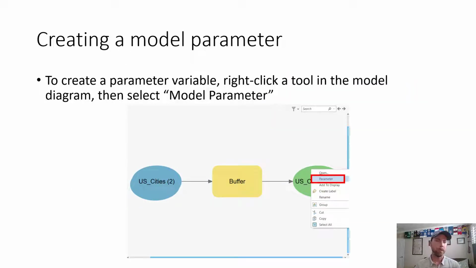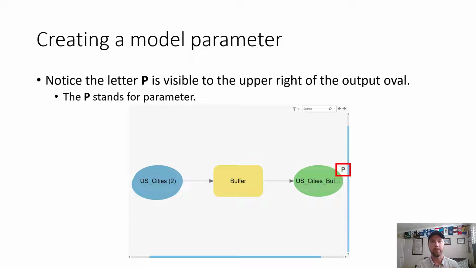So how do we create a model parameter? To create a parameter variable, you right click on a tool in the model diagram, then just select model parameter, or just parameter in this case. And then obviously when you see that P, you know that it's been successfully defined as a parameter.